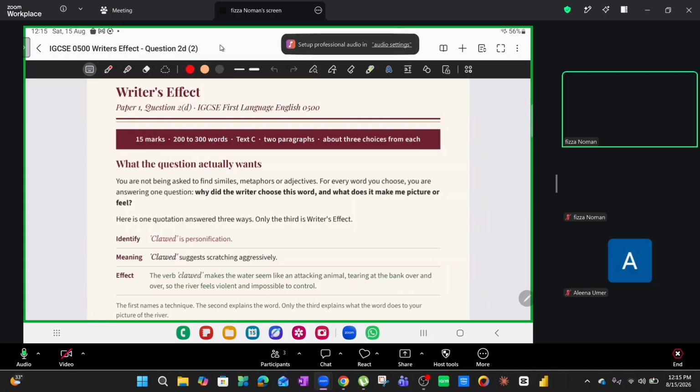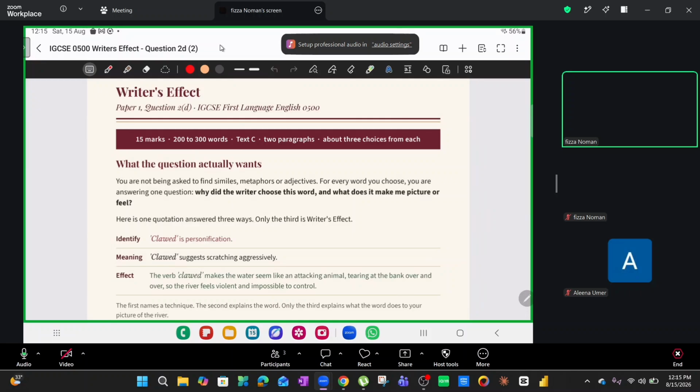Question number 2, part D, which is writer's effect. We also call it a writer's use of language question. How exactly is a writer using language to create effect? What kind of impact is that effect having on the mind of the reader? What is the reader able to understand in terms of what the writer is trying to project on paper?